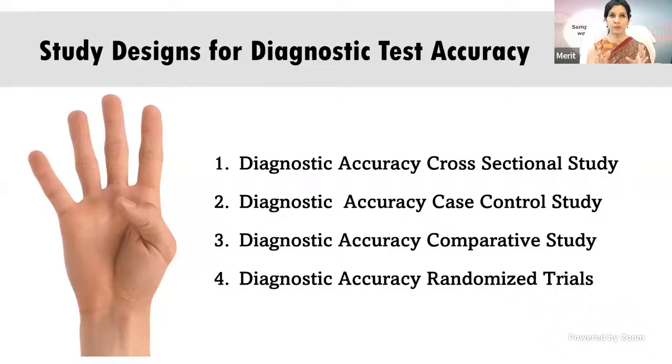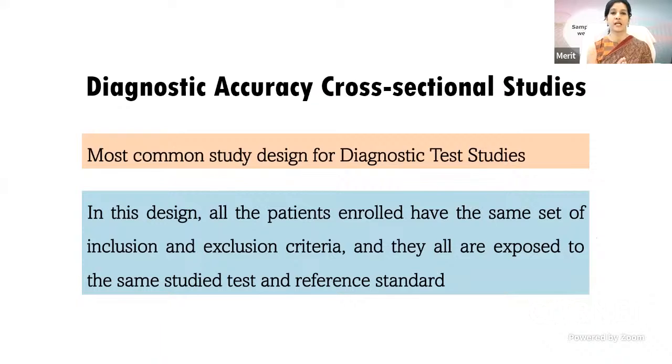So I hope I'm clear that with all these four types, you can design diagnostic accuracy studies. Now, coming to the first type and the most commonly used type, which is the diagnostic accuracy cross-sectional study. It is the most commonly used design that we have reiterated many a time. In this design, we select patients based on some inclusion and exclusion criteria.